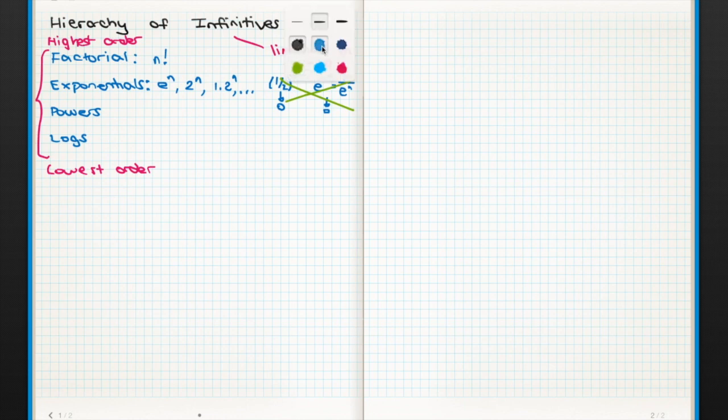Then the powers, we're also dealing with the powers that go to plus or minus infinity. So any power with a positive power, basically. So n squared, n cubed, n to the 1/2, which is the same thing as square root, and so on.